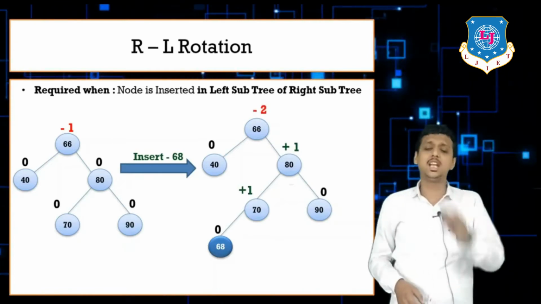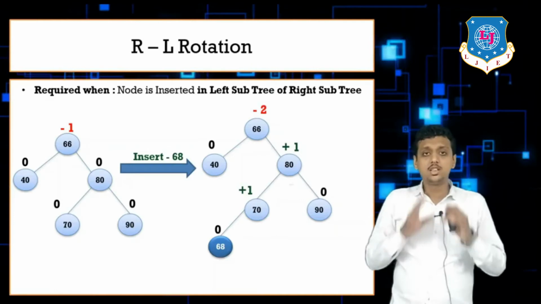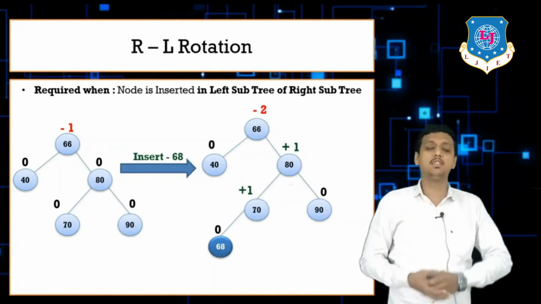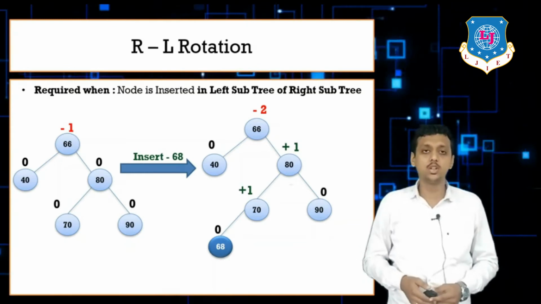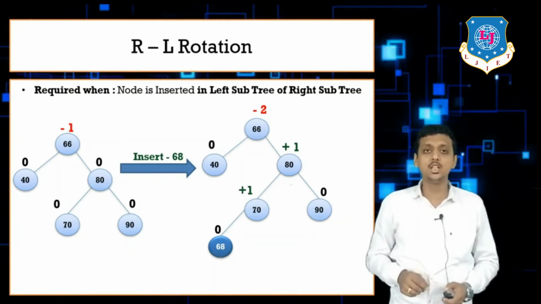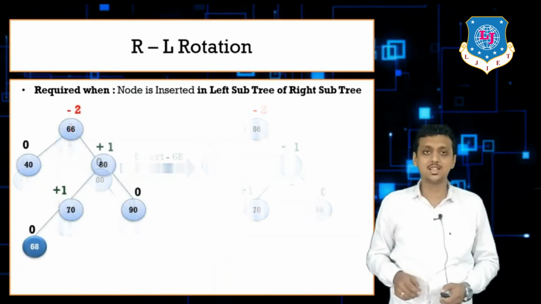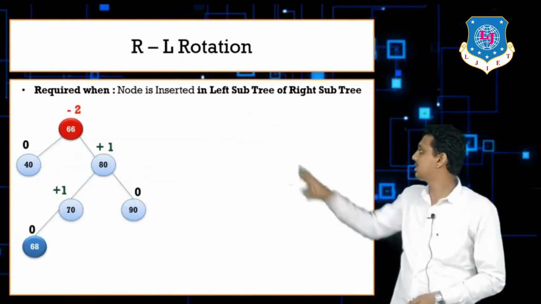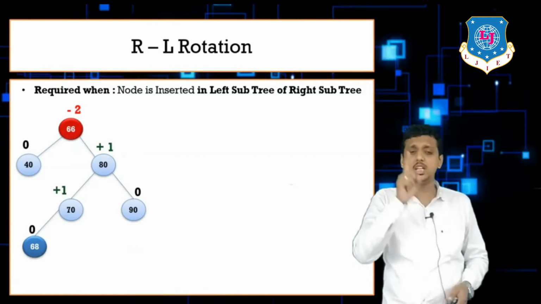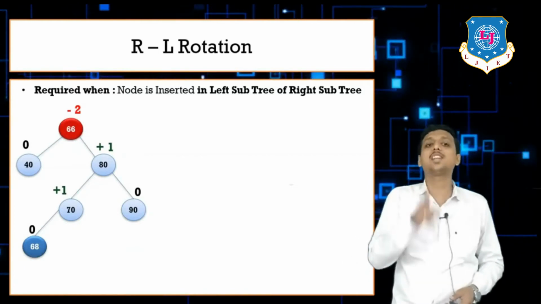Now tell me, here is the tree left heavy or right heavy? Students, check which node is unbalanced, or which node is violating our rule. That is node 66. The node 66 is violating our rule, and it is minus 2. That means the tree is right heavy.